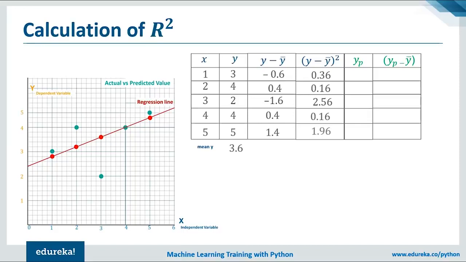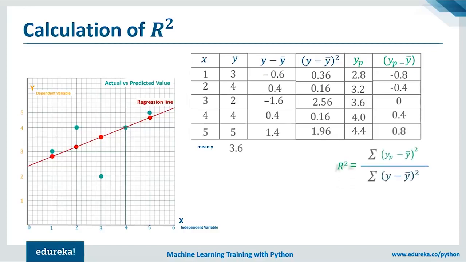Now, as part of the formula, we need the yp minus y bar value. So these are the yp values, and we have to subtract the mean of y from them. So 2.8 minus 3.6 is minus 0.8. Similarly, we get 3.2 minus 3.6, that is minus 0.4. And 3.6 minus 3.6 is 0. 4.0 minus 3.6 is 0.4. Then 4.4 minus 3.6 is 0.8. So we calculated the values of yp minus y bar.